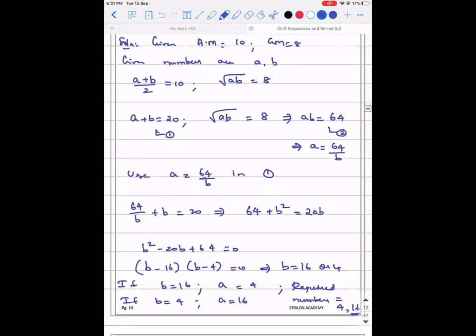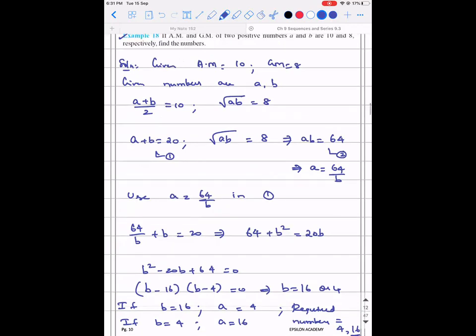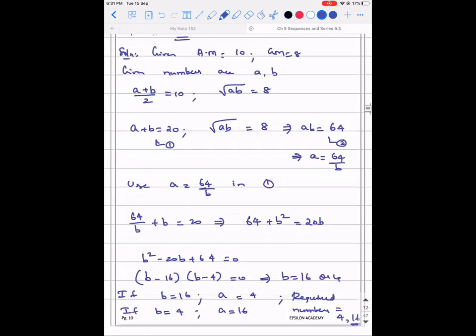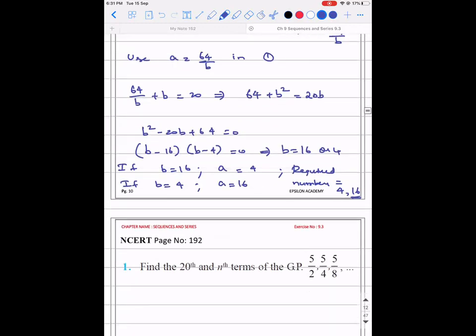So both are required, sir. Either of the numbers can be 4 and the other one can be 16. Okay, sir. But they ask what are the numbers, no? So either of the numbers can be 4 or either can be 16. See, because they are getting exchanged, no? When B is 16, A is 4. When B is 4, A is 16. So the two numbers in both the cases are 4 and 16 or 16 and 4. That's it. Okay.